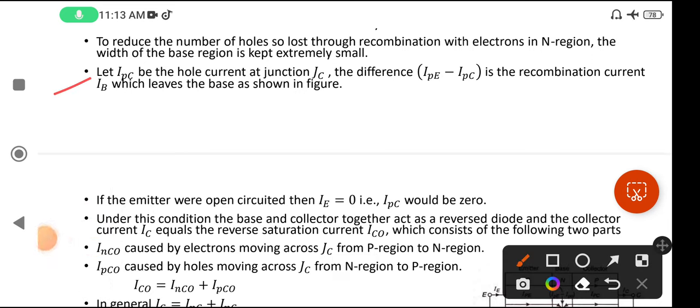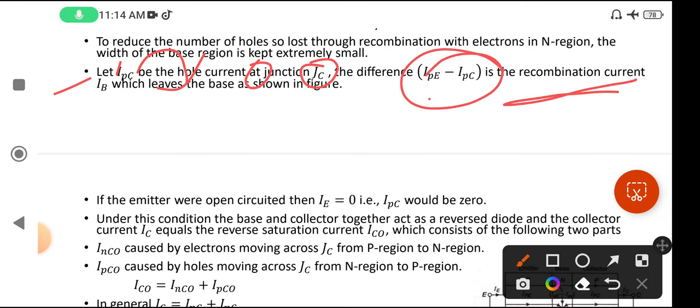Let IPC be the hole current at junction JC. Why is it a current? Because of holes entering into the collector. The difference between IPE and IPC is the recombination current IB, which leaves the base as shown in the figure. So their difference is the base current, denoted by IB.